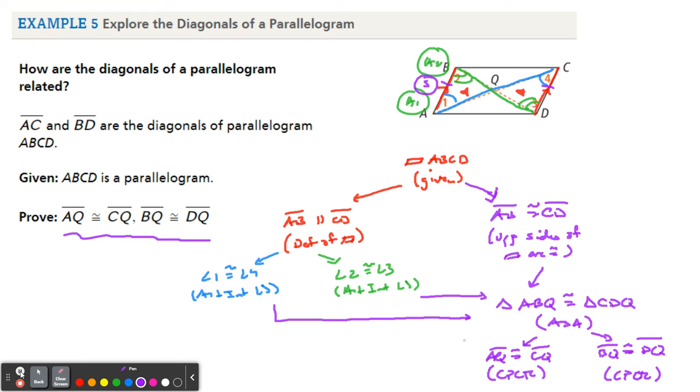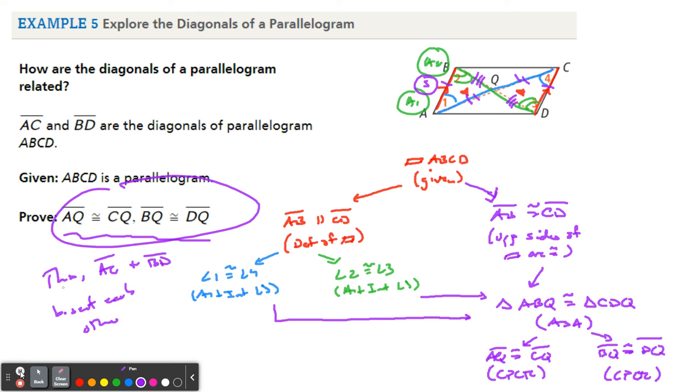And I've proven what I had to prove. I've proven that these parts of the diagonals, AQ and CQ, are congruent. I proved that BQ and DQ are congruent. I have proven that AC and BD bisect each other. So thus, segments AC and BD bisect each other. So hopefully now you believe that these two diagonals bisect each other.